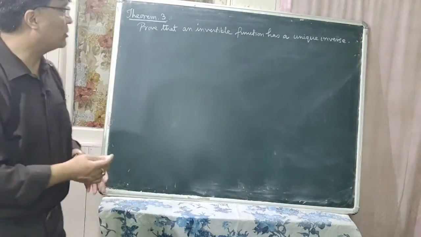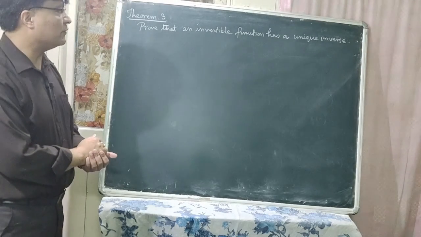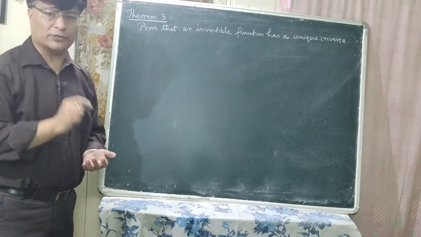So now we'll do the next theorem, that is theorem number 3. Prove that an invertible function has a unique inverse.